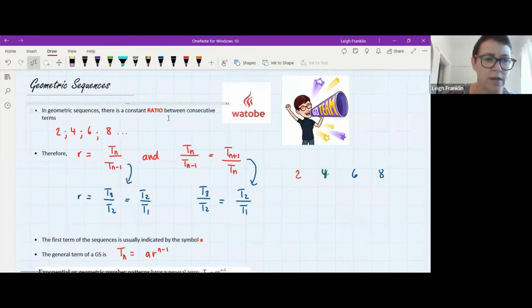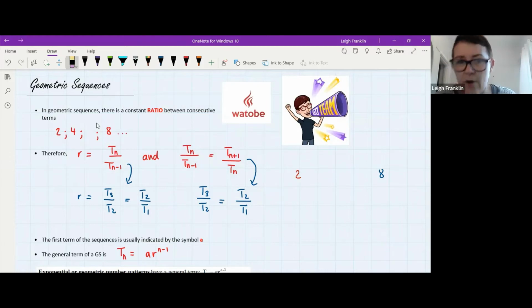Sorry, that's not correct. Hang on a second. There's not supposed to be a 6 here. I don't know what I was thinking. There's not supposed to be a 6 here. All right, so let's put the 4 in the middle.